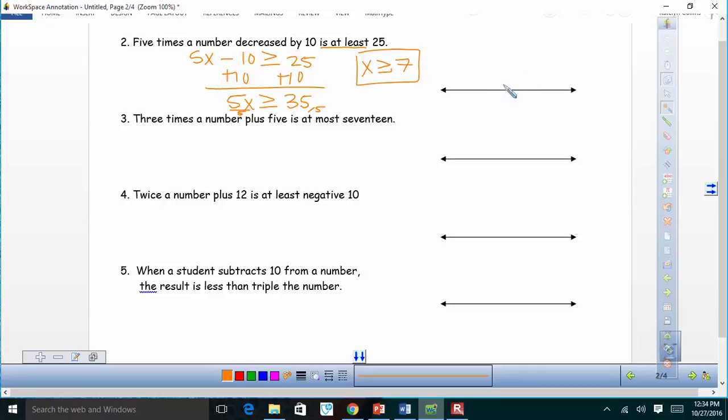So when we graph it, we put our tick mark, our 7. Would it be open or closed dot? Closed. And which way is it facing? The right. Okay?